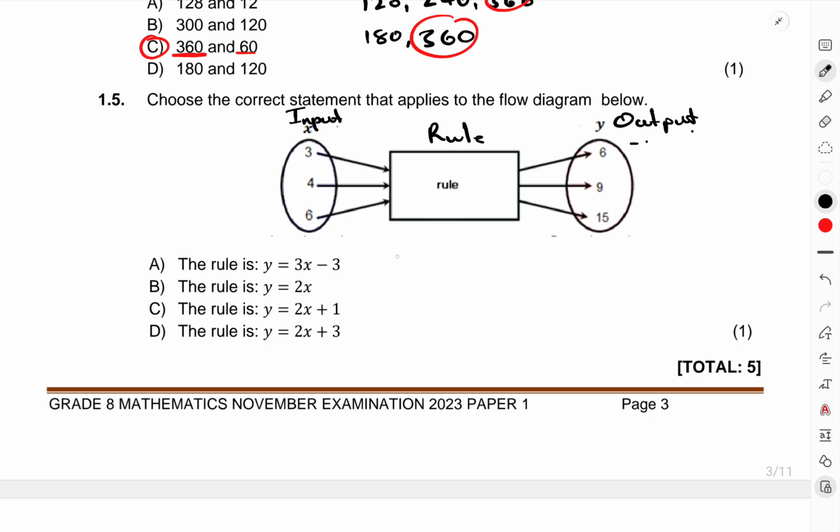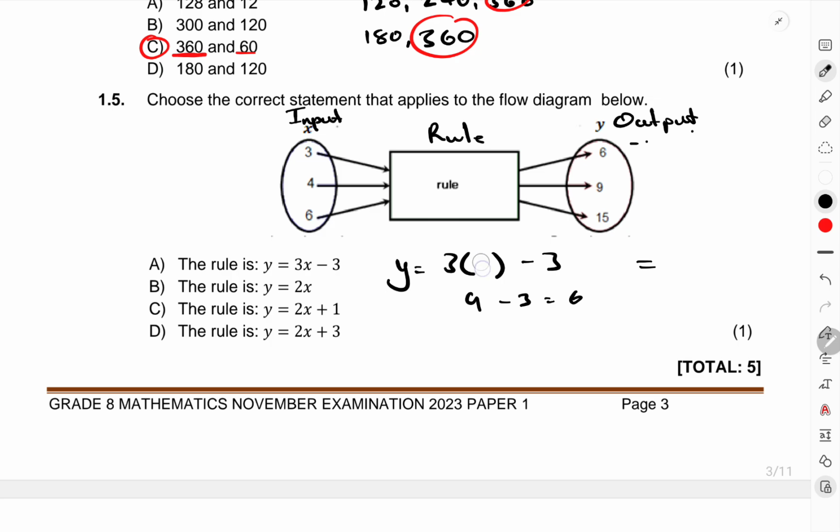Let us look at the first option. We have y equals 3, open bracket, x, close bracket, minus 3. Meaning for every input value that I substitute here, it should give me the respective output value. Now my first input value is 3, right? It means when I substitute 3 on the input value, what should my output value be? Because 3 corresponds with 6, my output value has to be 6. So what is 3 multiplied by 3? I'm going to have 9 minus 3, I'm going to have 6. So far, this rule, the first one, option A, is correct.